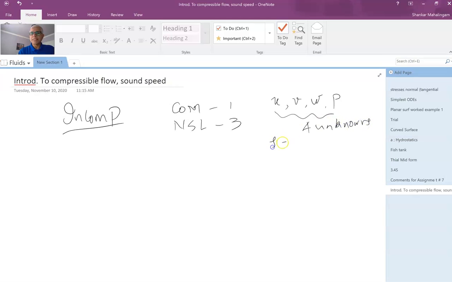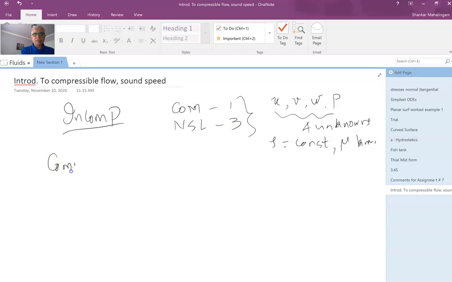And keep in mind, density is a constant, and it's a known constant. And likewise, mu is also known. So we have a closed system of equations, in the sense that the number of equations and the number of unknowns match. And this is how it works in the case of incompressible flow.